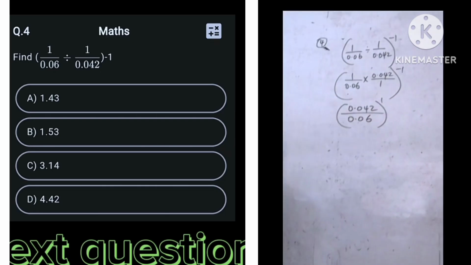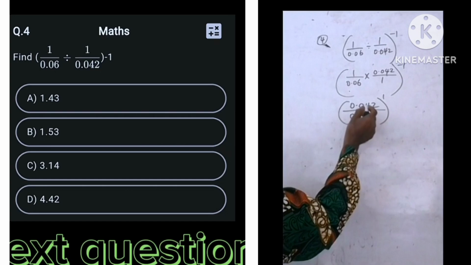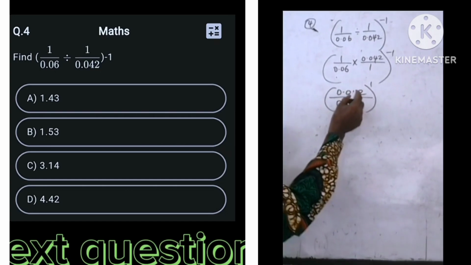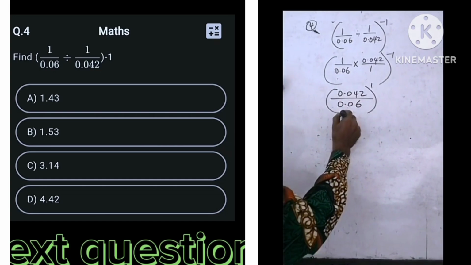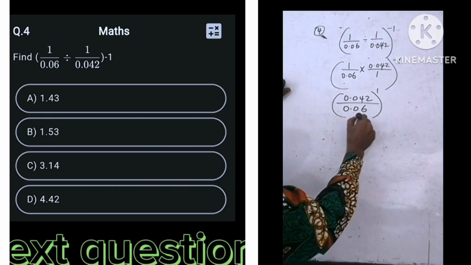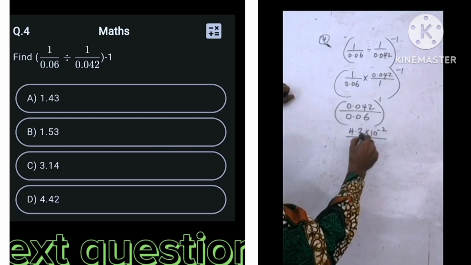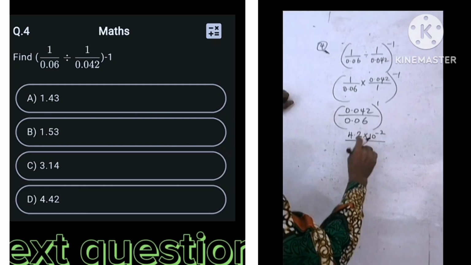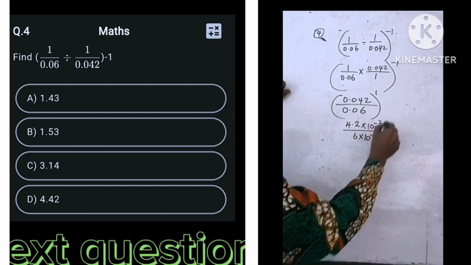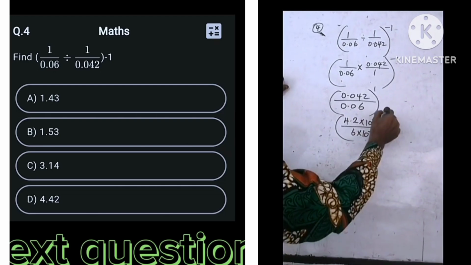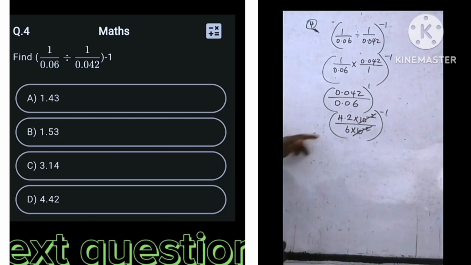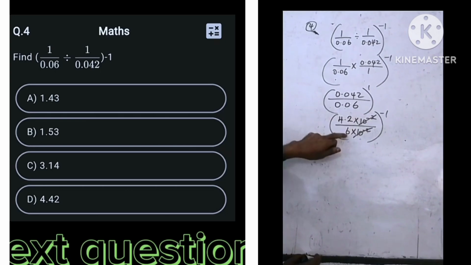Now let's put this in index form. If you look at this, I want to push from here. If I'm pushing this now, that becomes 4.2 times 10 raised to minus 2 divided by 6 times 10 raised to minus 2. Now, these ones we cross out. So what we have left is 4.2 and 6.